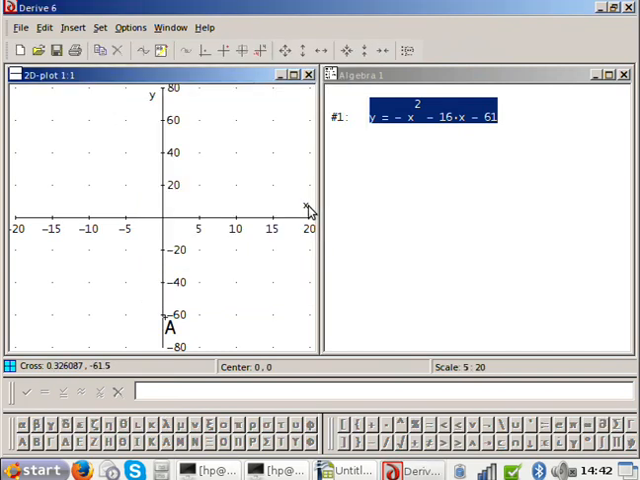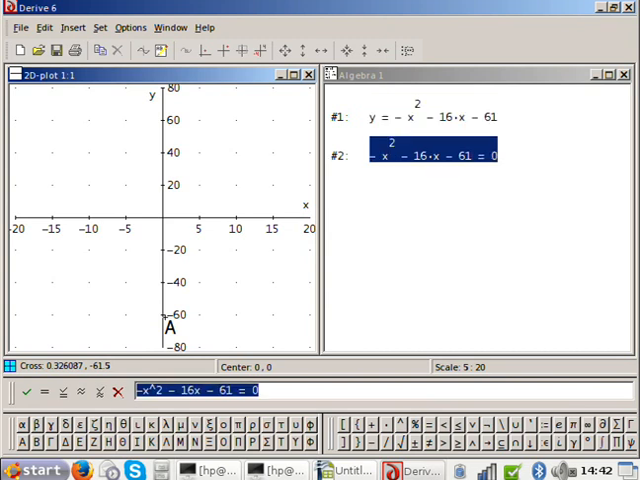Right, now how would I find the roots? What do I need to do? Complete the square is one way to do it. Let's try and factorize, though, to see what happens. It won't be successful. So I have minus x squared minus 16x minus 61 equals 0.